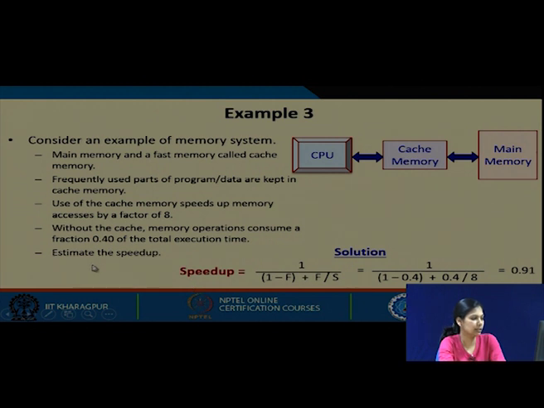So, what will be the speedup? Without cache memory it was taking this much. Now, using cache memory you can make a speedup on this 0.4. How much speedup? 8, and the remaining will not change. So, if you put this in the formula of speedup, you will get 0.91.